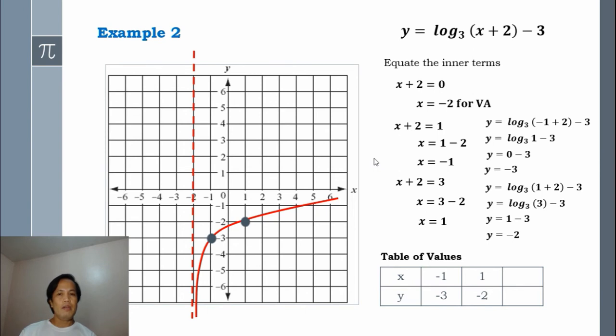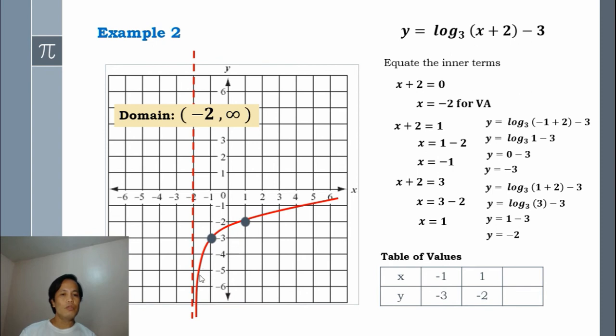Now for the domain, so we have our domain shall start from negative 2 up to positive infinity, but excluding negative 2 because this is our vertical asymptote. Our graph will not cross this line here.